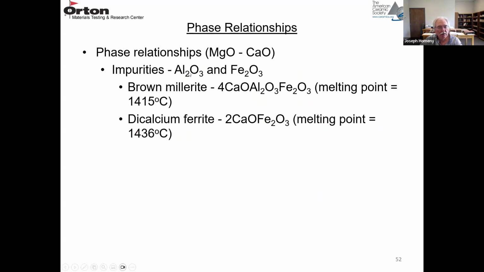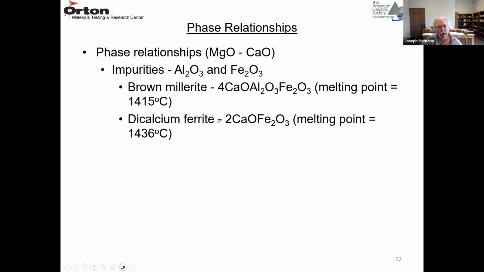It's worth mentioning that two of the impurities commonly found in dolomite are alumina and iron oxide. With alumina and iron oxide, you can form something known as brownmillerite. So for CaO, and then your alumina and iron oxide impurities, Al2O3 and Fe2O3, that has a melting point of only 1415 degrees C.